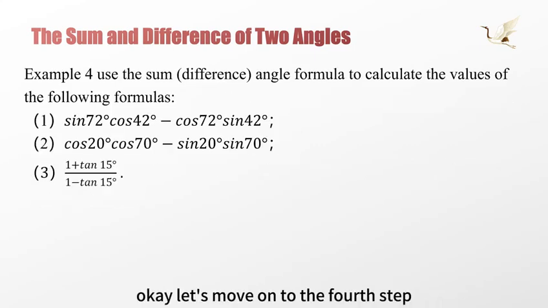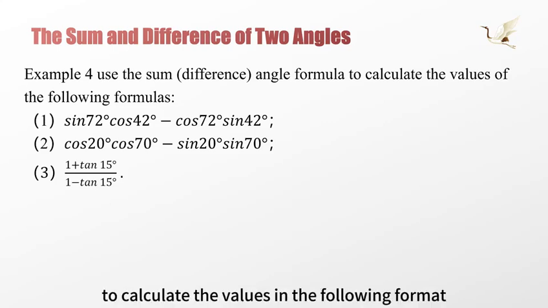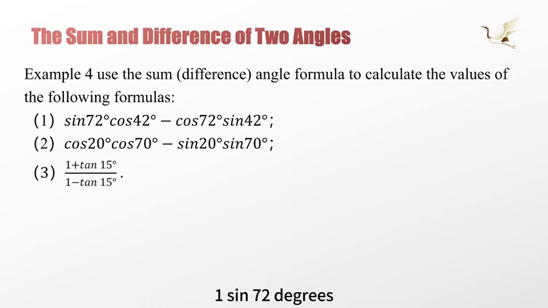Okay, let's move on to the fourth step, which is to use the formula for sum and difference angles to calculate the values in the following format. 1. sin 72° cos 42° − cos 72° sin 42°. 2. cos 20° cos 70° − sin 20° sin 70°. 3. (1 + tan 15°)/(1 − tan 15°).